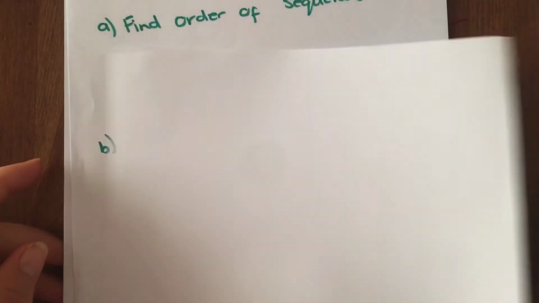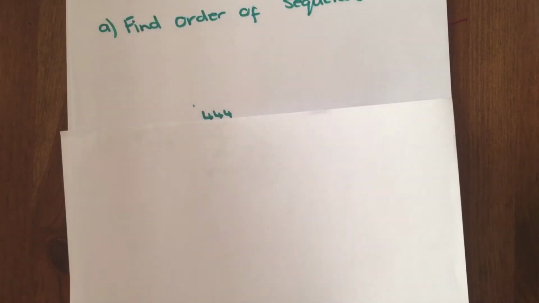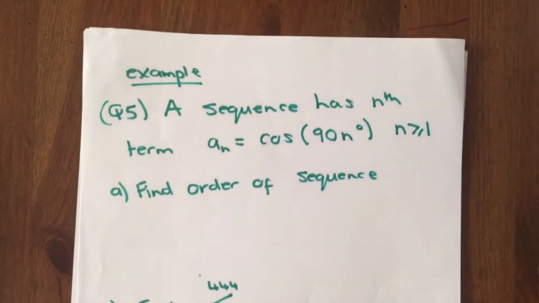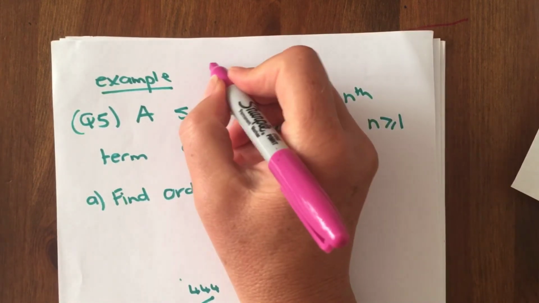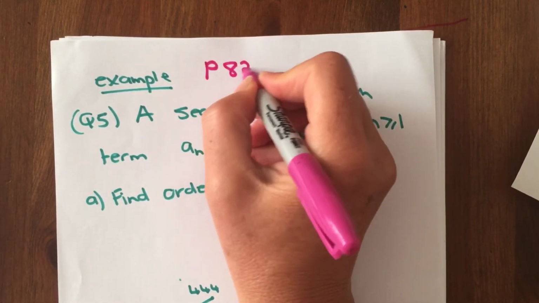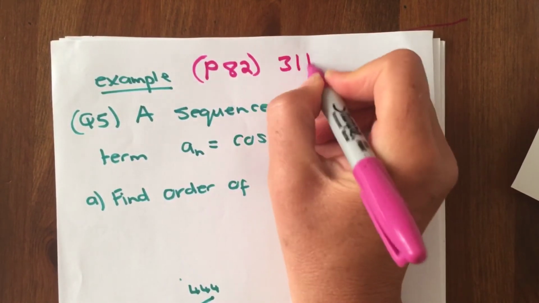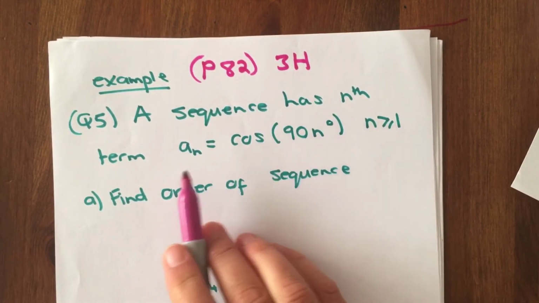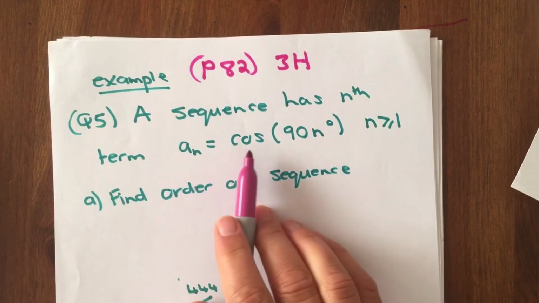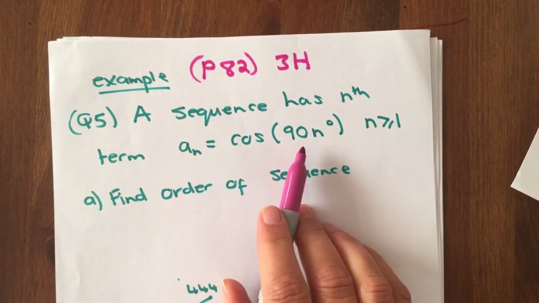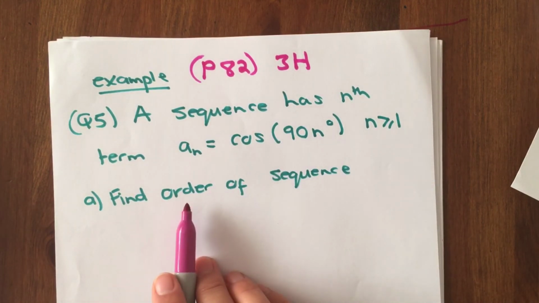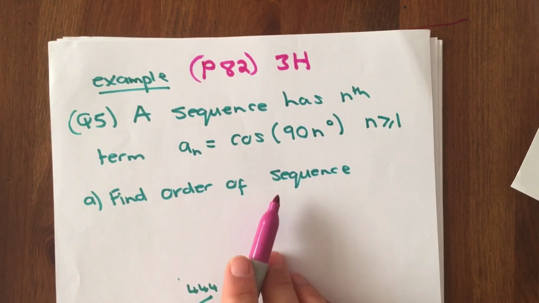Right, so let's look now at a couple of examples. I'm going to look at question 5 on page 82, from exercise 3H. A sequence has nth term a_n equals this, and you want to find the order of the sequence.